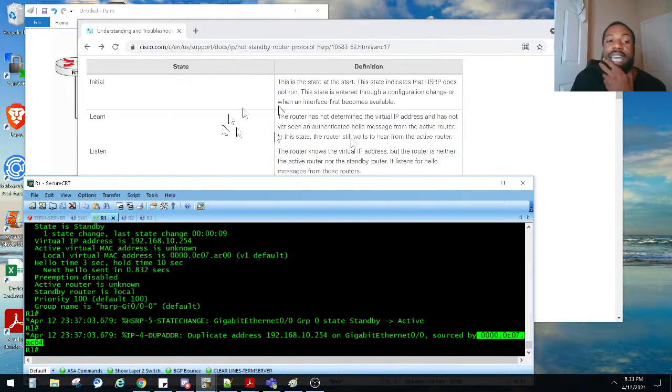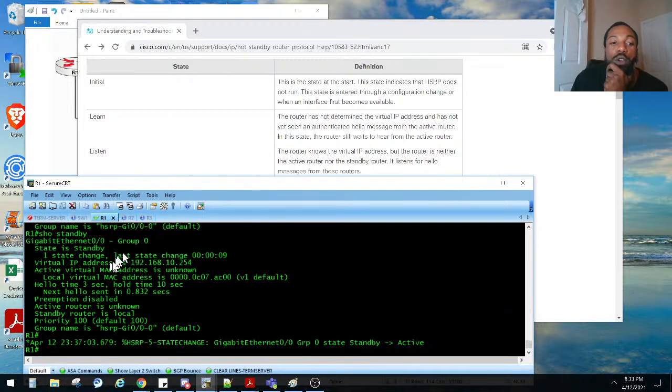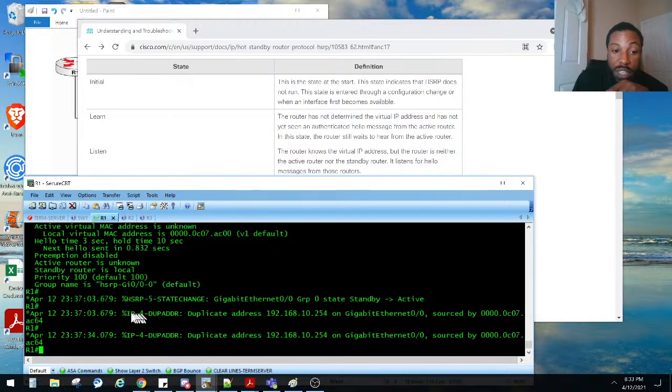So the default group is 0. But when we did not specify what group he is in, it put him in group 0 right there, right? You may or may not get asked that kind of question, but it's good to know: if you don't specify what group it's in, it's going to put it in group 0. And notice we kind of broke something here. Because I did not specify the group, it put him in group 0, and then it said, hey, wait a minute, somebody already has this IP address, 192.168.10.254, and it's sourced by this address right here.